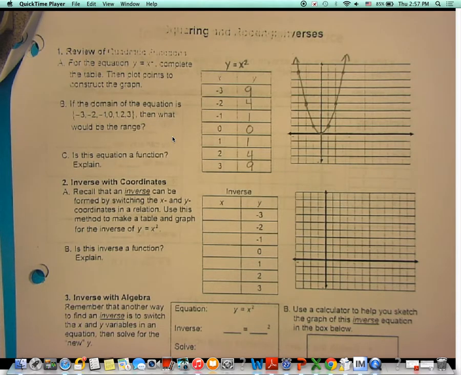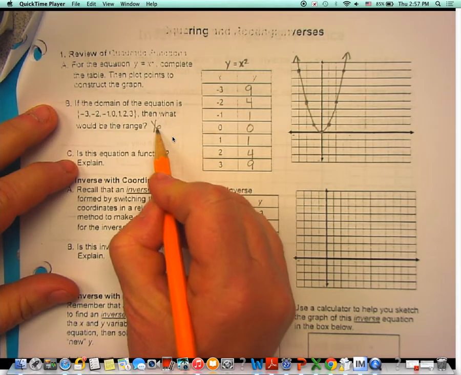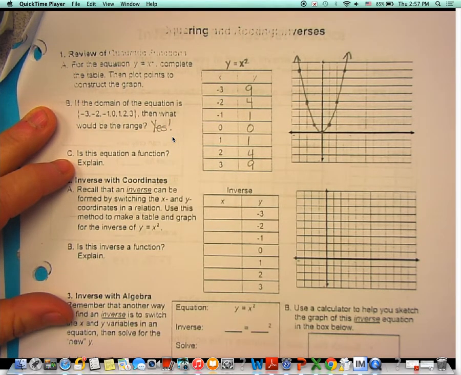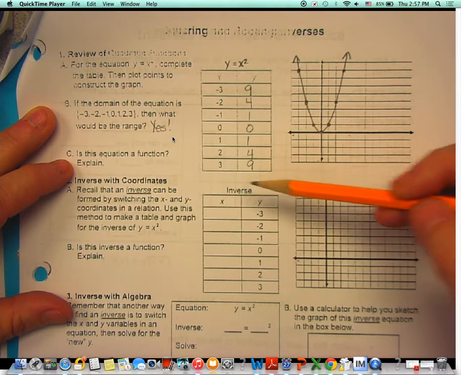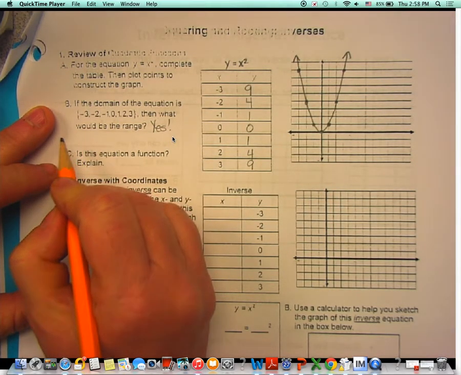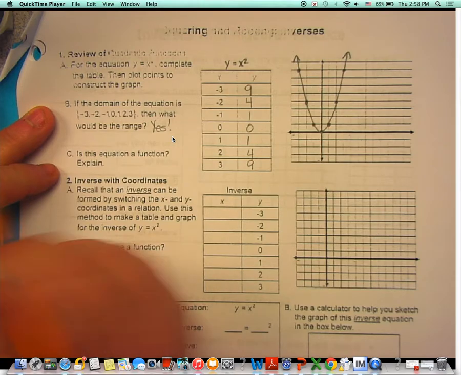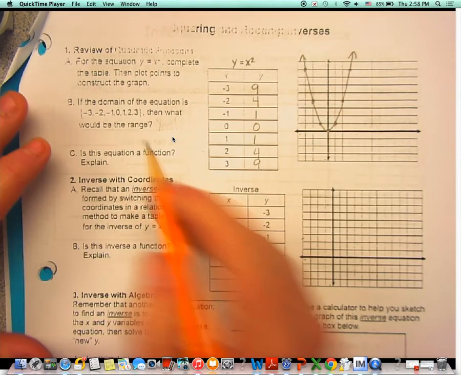Is this a function? Yes. He says yes. Y'all agree? How do you know? Because no x repeats. It passes the vertical line test and no x's repeat. Okay. So we're going to put, I got 9 at the top. You're writing it down on the range. You are right. Whoops, it's a function.